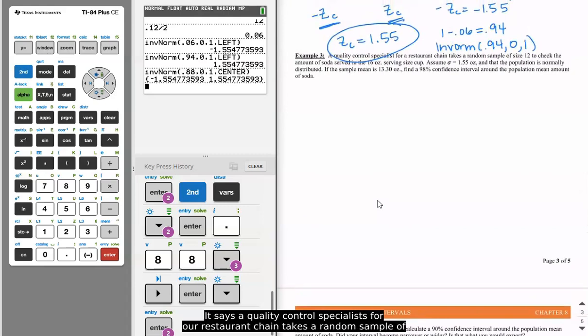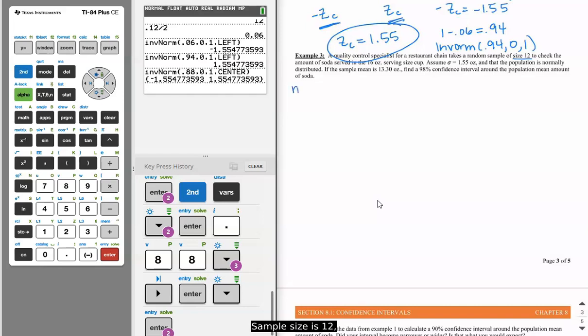It says a quality control specialist for a restaurant chain takes a random sample of size 12 to check the amount of soda served in the 16-ounce serving size cup. Assume the population standard deviation is 1.55 ounces and that the population is normally distributed. If the sample mean is 13.3 ounces, find a 98% confidence interval around the population mean amount of soda. All right. So let's just write some things we have. Sample size is 12.